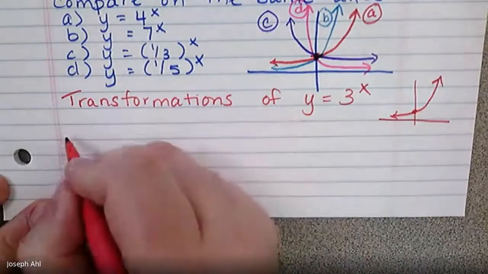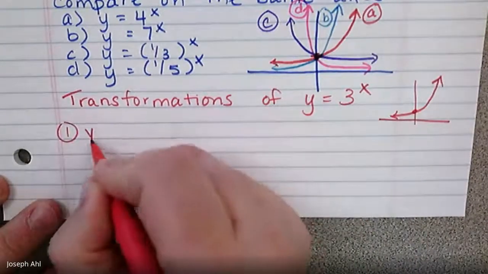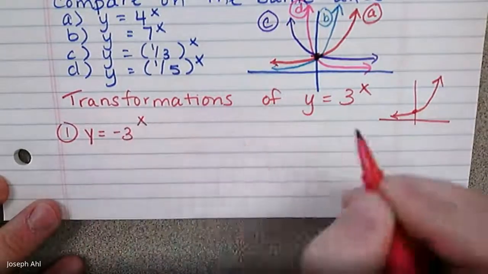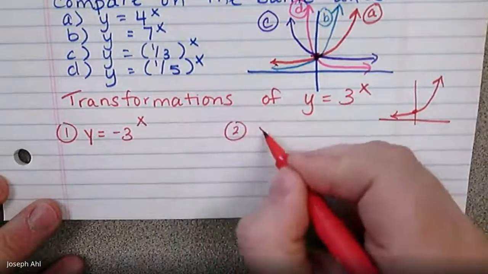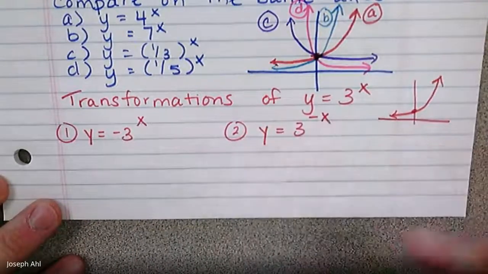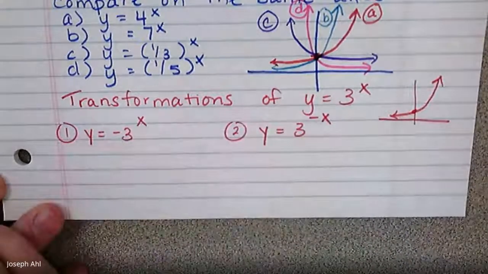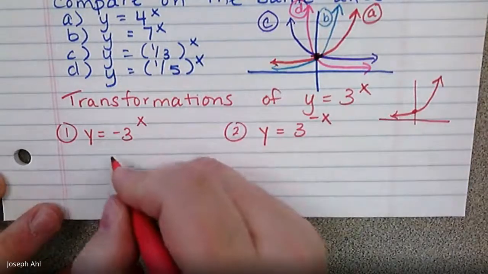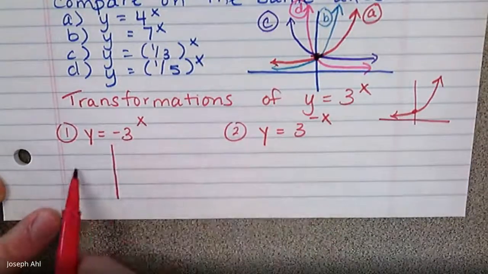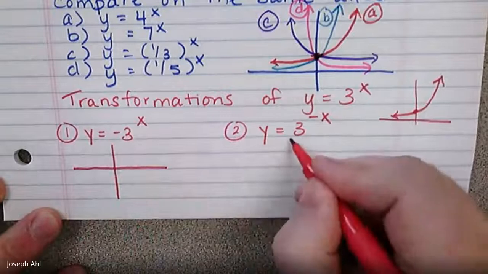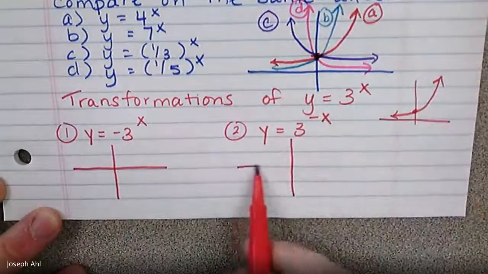So let's compare the two graphs of y equals -3 to the x, and then we'll also sketch y equals 3 to the -x, thinking about transformations, without a calculator, what those two things would look like. Now, if you wanted to make a table to figure this out, you could do that, but we should be able to do it without, because we know the effects that negatives have on a graph.